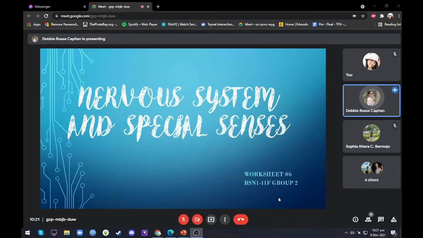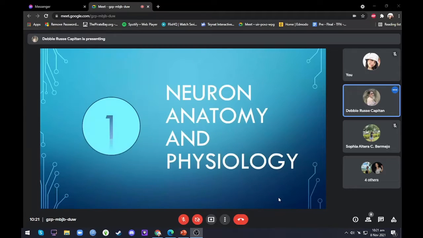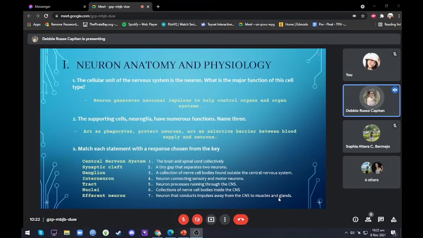Hi, my name is Deborah as Capitan, and I will be your first reporter for today. In my part, I am going to tackle the neuron anatomy and physiology. For the first question, the cellular unit of the nervous system is the neuron. What is the major function of the cell type? Our answer is neuron generates neuronal impulses to help control organs and organ systems.